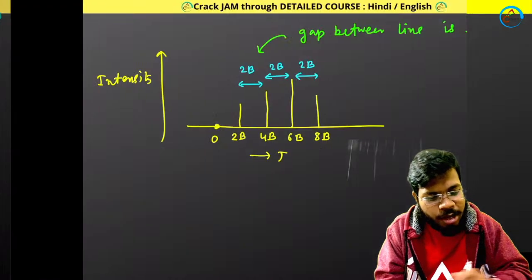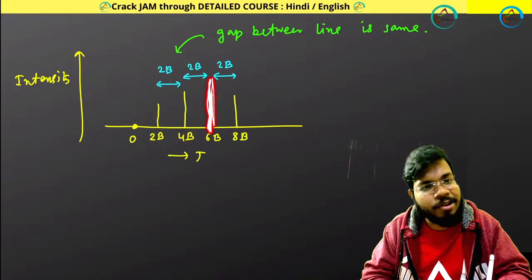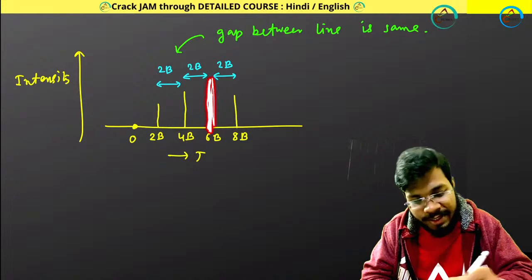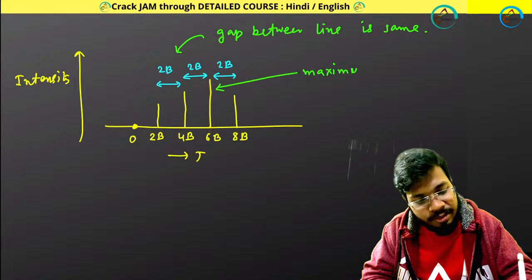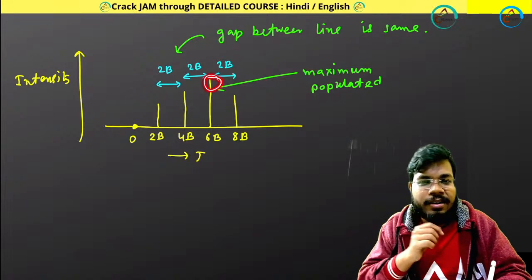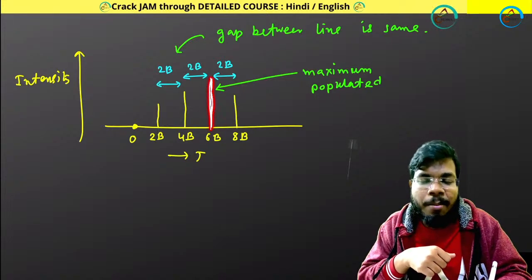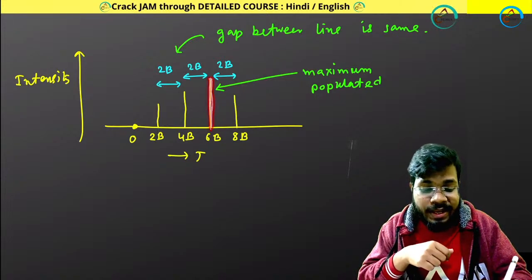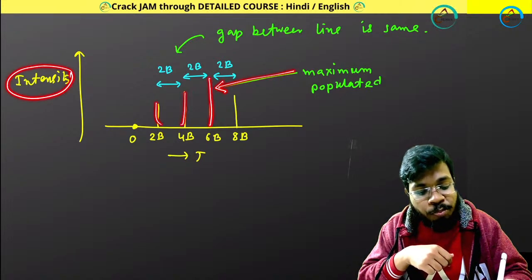That means whenever any transition is happening, the 6B energy state becomes more populated, or maximum populated over here. Maximum populated means at this energy state, at this position, the maximum number of molecules are present. That's why it has more height. More height means more intensity. So the height can be decided through the population.